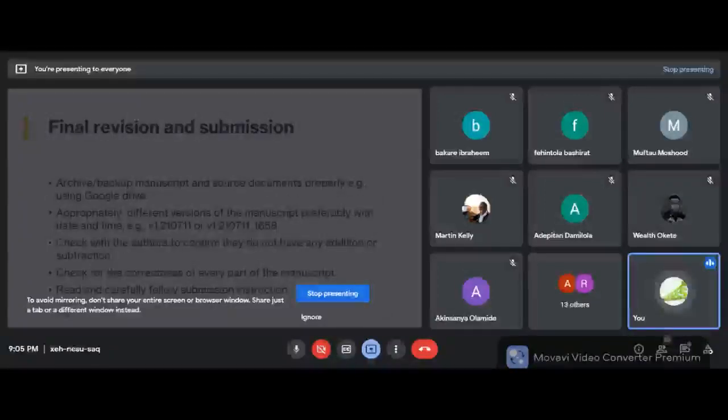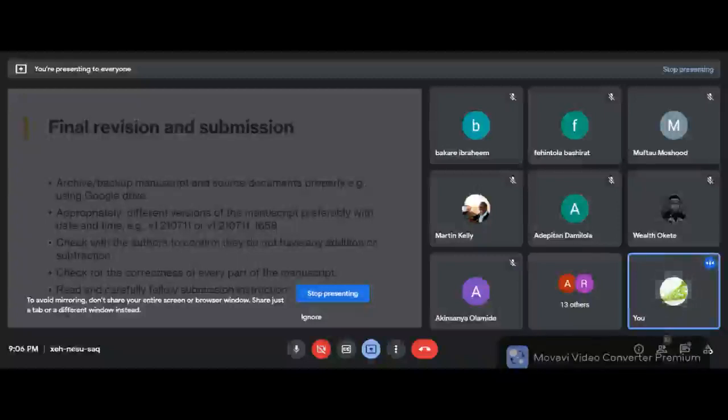So then again, after preparing the manuscripts and it's due for submission, there is need for a final revision. One of it is that there must be a mechanism that archives or backs up the manuscripts and source documents. The source documents are the original documents that contain the original data on which the study relies or is built.